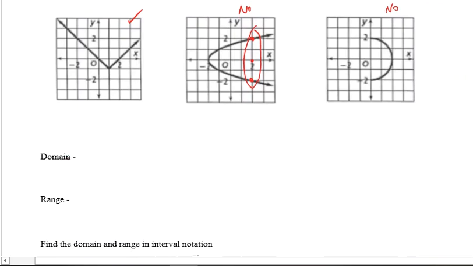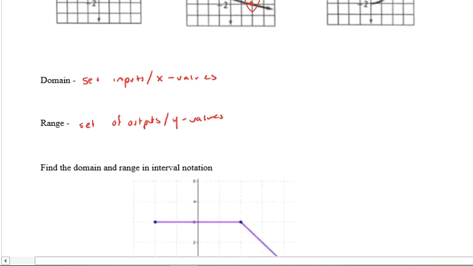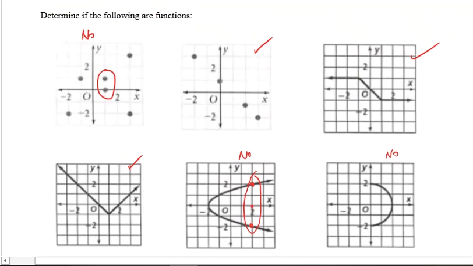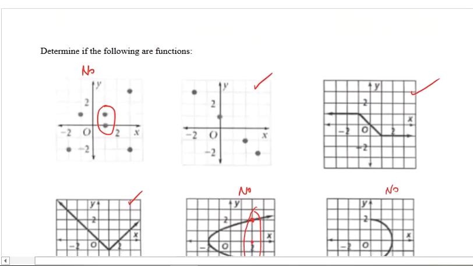So, domain is the set of inputs or x values, and range is the set of the outputs or y values. So I'm actually going to go back up here and do a couple of domains even on these. So let's find the domain here.